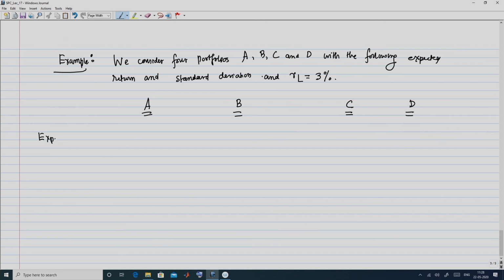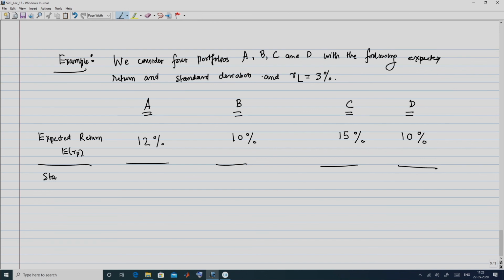First of all, let us have the expected return denoted by E[R_p]. For portfolio A, say it is 12%, for portfolio B it is 10%, for portfolio C it is 15% and for portfolio D it is 10%. Next we have the standard deviation sigma_p. For portfolio A this is 9%, portfolio B is 4%, portfolio C it is 10% and portfolio D it is 8%.